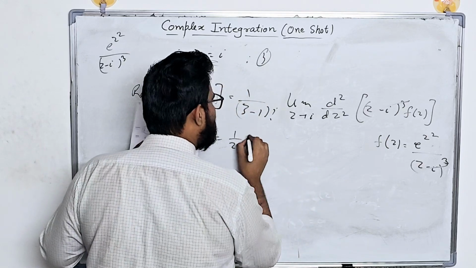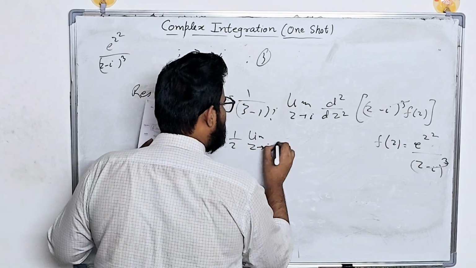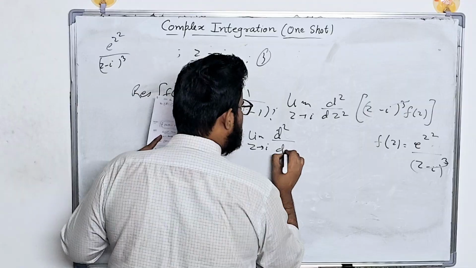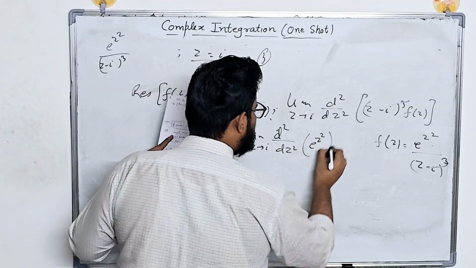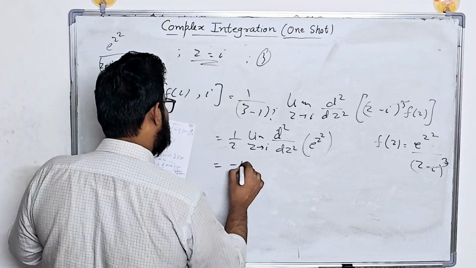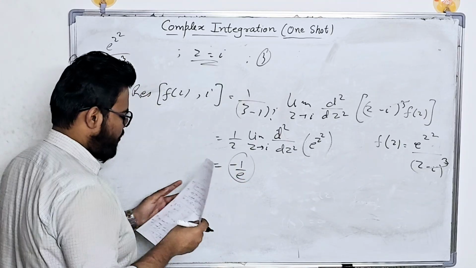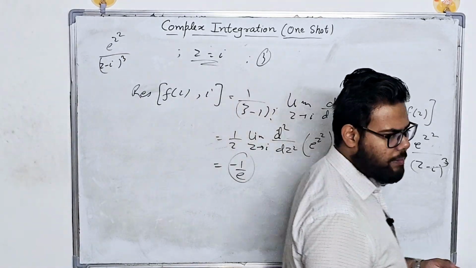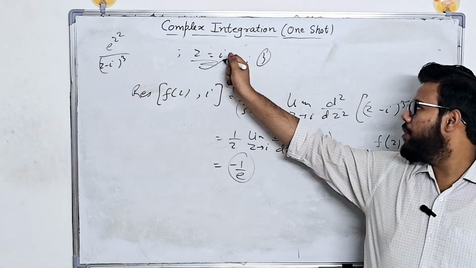So we will have 1 upon 2, limit z tends to i of d²/dz² of e to the power z². Now you can just differentiate it. You will get negative 1 upon e. This is the value of the residue. And this is the pole singularity.